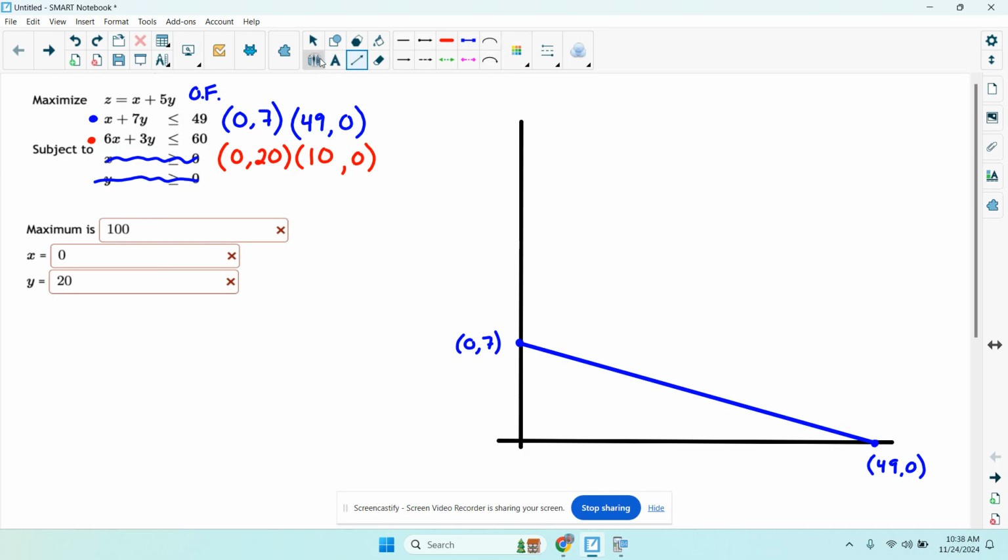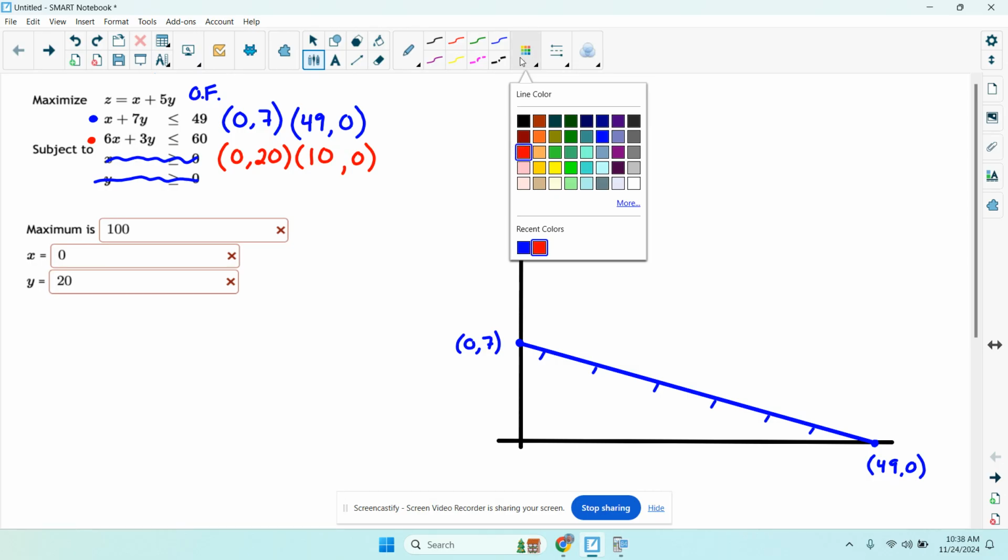And if I were to test 0, 0 in this equation to see which side I'm shading, I would get 0 plus 0 is less than or equal to 49. So I get a true statement. So I'm going to shade towards the origin like that.